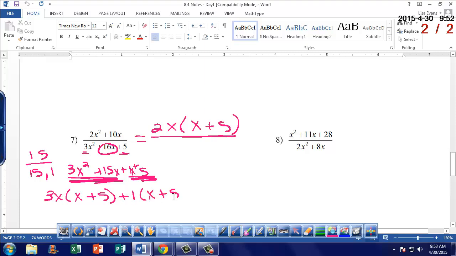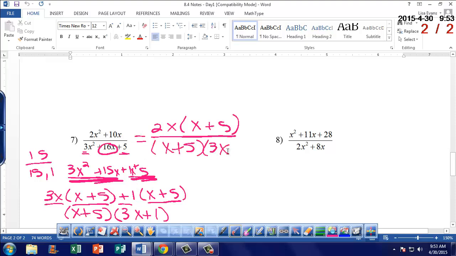Remember, these two parentheses that are left must be the same. If not, you factored incorrectly. So take a look at the step above. Now I'm going to factor out an x plus 5, and then I'm left with my remainders, 3x plus 1. So we have x plus 5 and 3x plus 1. What divides out? The x plus 5. So my answer is 2x over 3x plus 1.